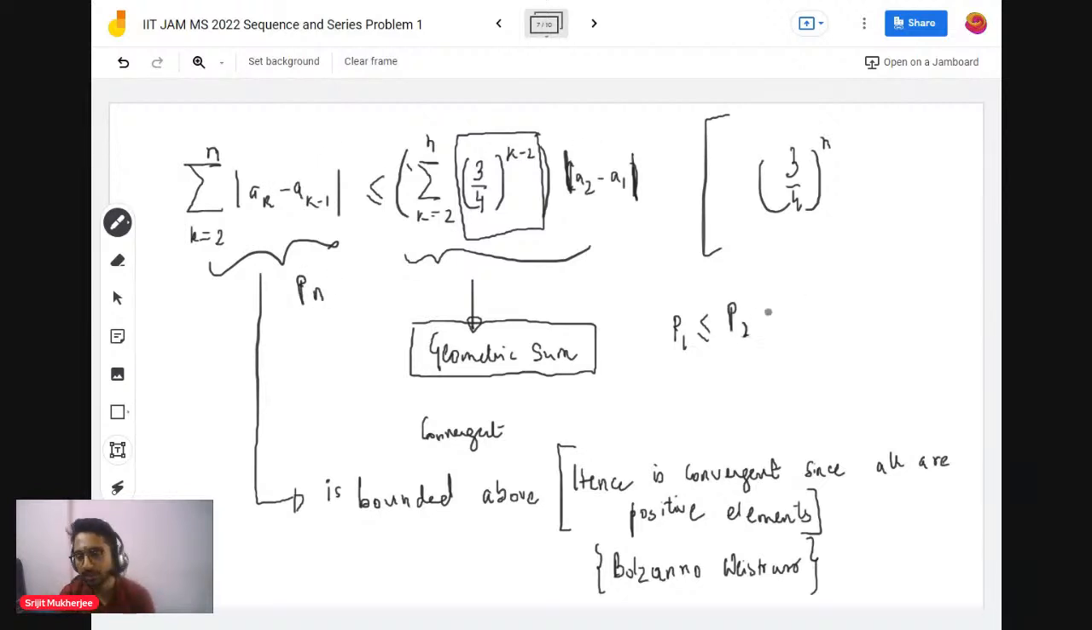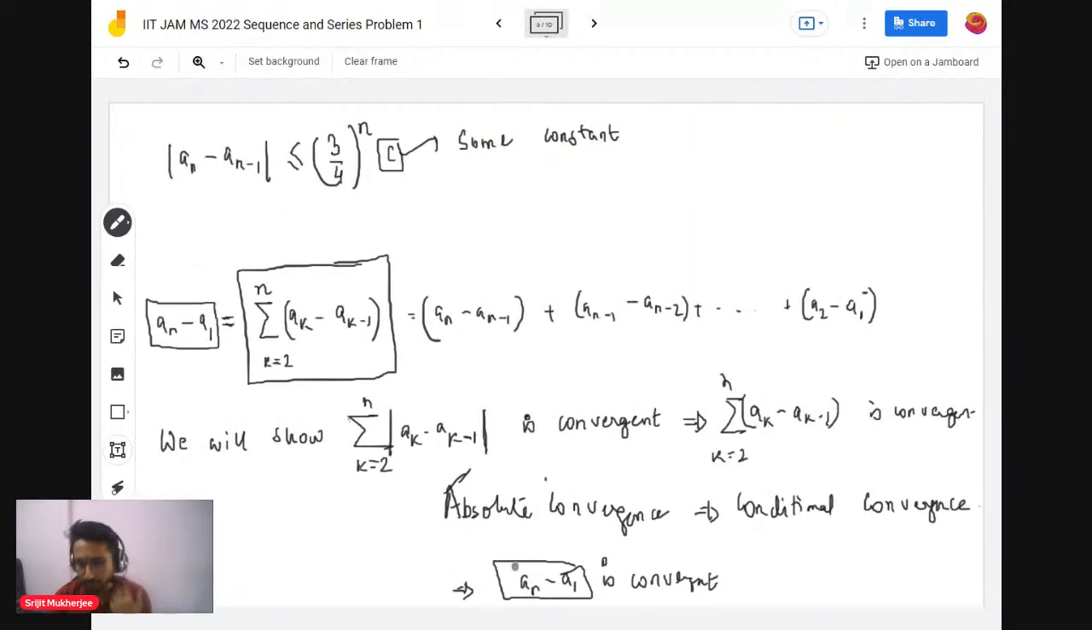So it's P1 less than or equal to P2 less than or equal to P3 and so on, less than or equal to Pn, and less than or equal to this constant we have got over here, let's say L. So by Bolzano-Weierstrass, this limit exists, and therefore this series is absolutely convergent. And since it's absolutely convergent, we can say this is conditionally convergent. And since it's conditionally convergent, we can say that an is actually convergent.